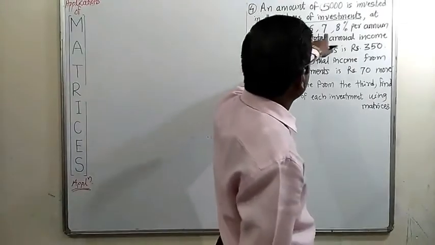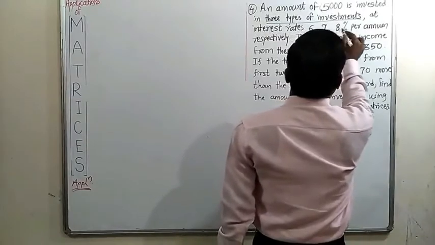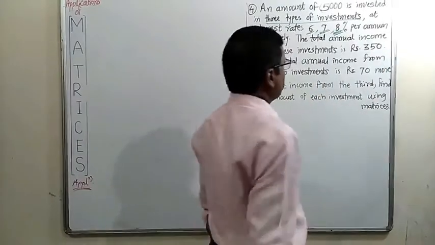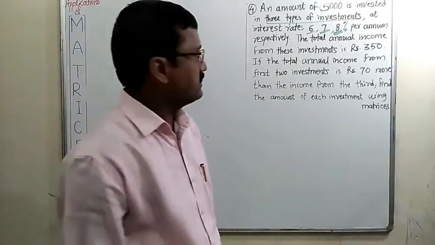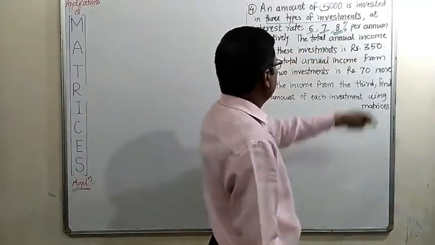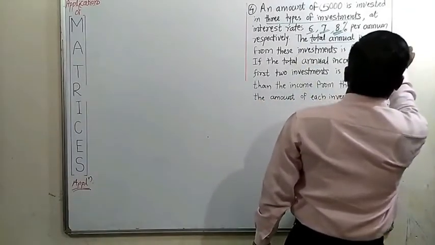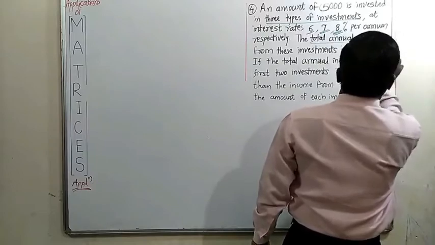at interest rates 6, 7, 8% per annum. The rates are given 6, 7 and 8% for these three investments. The total annual income from these investments is rupees 350. This is the total annual income and it is 350.